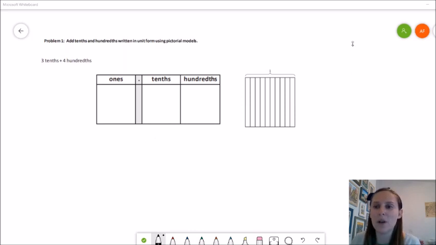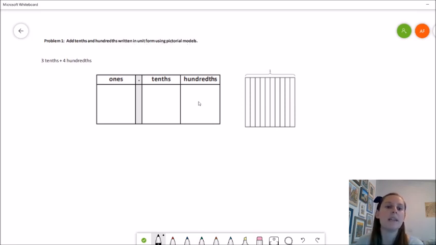We are now in Module 6, Topic D, which is using addition to solve problems with fractions and decimals. And our goal for today is that by the end of Lesson 12, we will be able to apply understanding of fraction equivalence to add tenths and hundredths. So our first problem here is to add tenths and hundredths written in unit form using pictorial models.